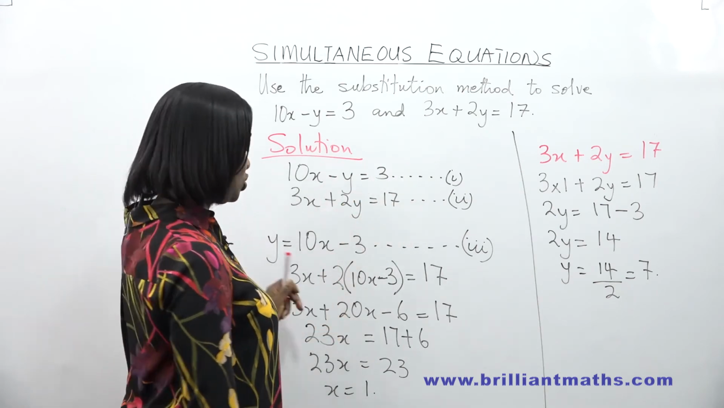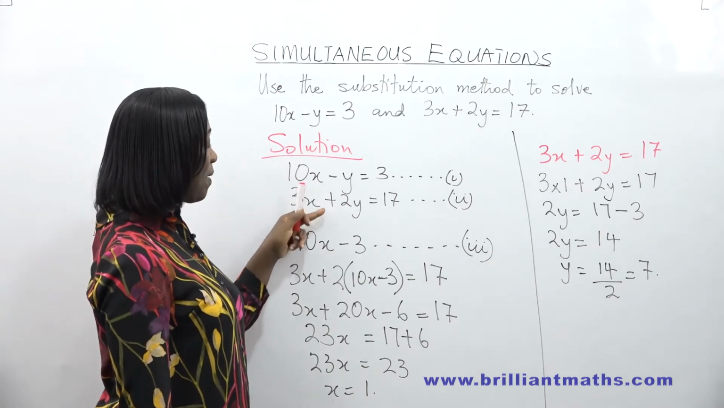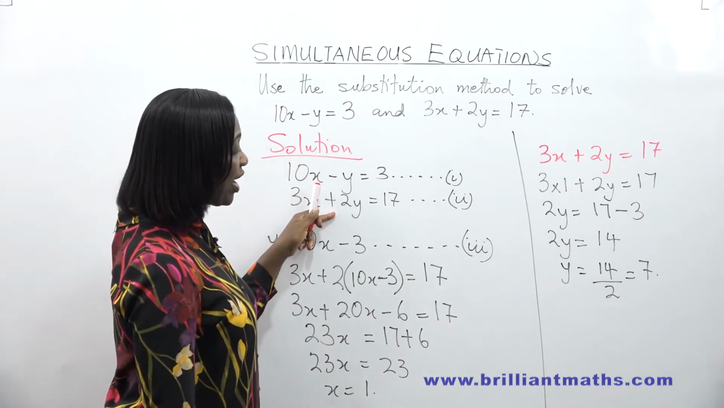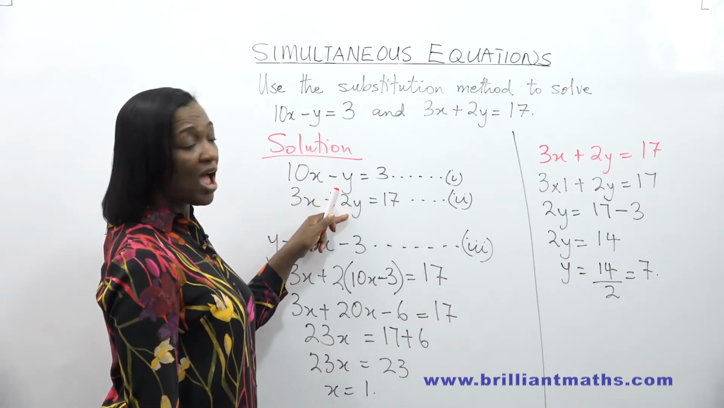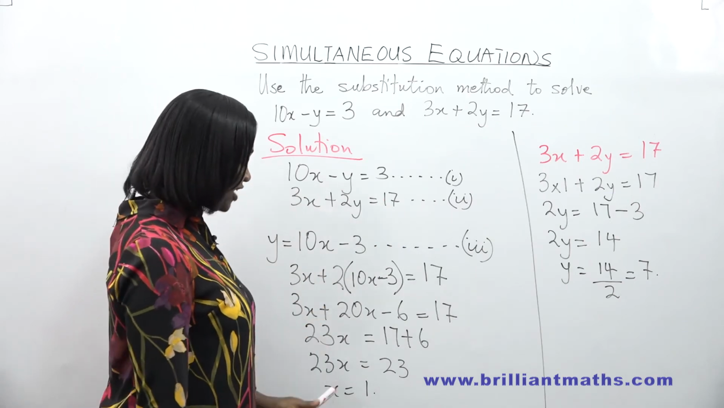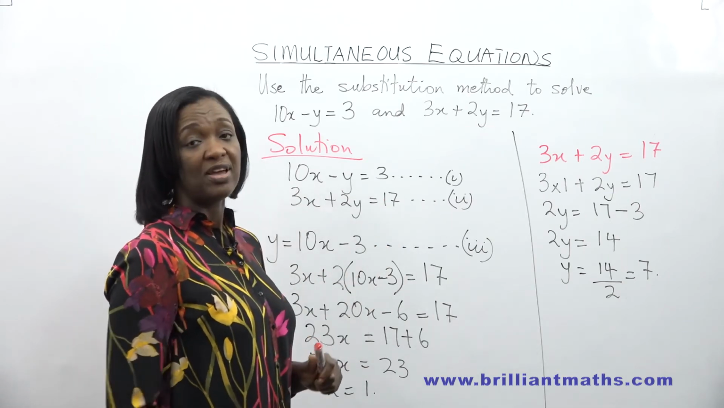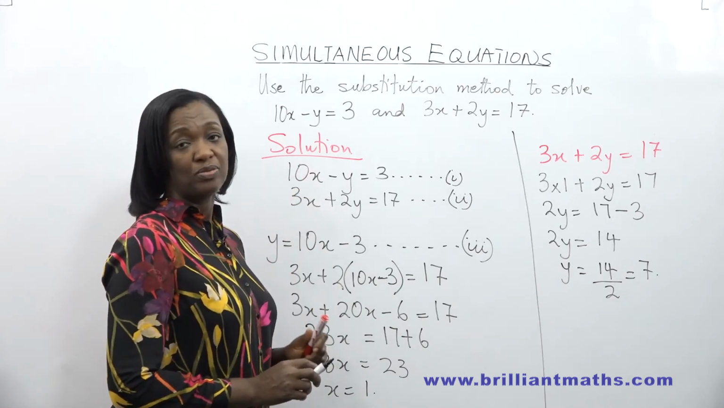So those answers satisfy equation 1. Let's check for equation 2. x is 1. 3 times 1 is 3, plus 2 times y, which is 7, 2 times 7 is 14. And 14 plus 3 is 17. So x is equal to 1 and y is equal to 7 satisfies both equation 1 and 2.